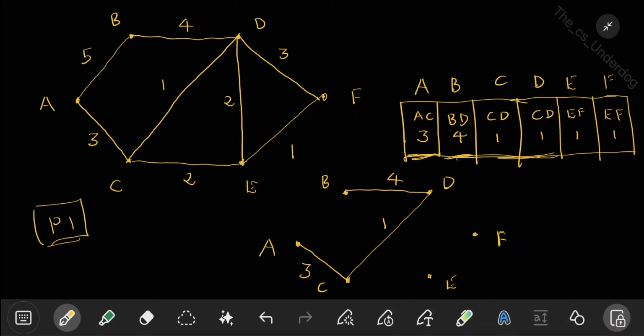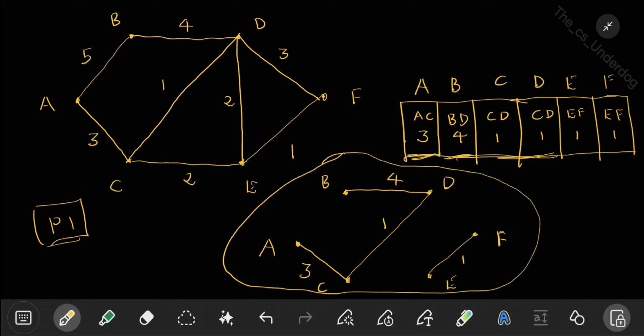Okay. So the next one is CD is already added. EF is having value 1. EF is having value 1. This is also EF, so you don't have to do double entry. So your phase 1 is completed and this is the status of your MST at the end of phase 1.